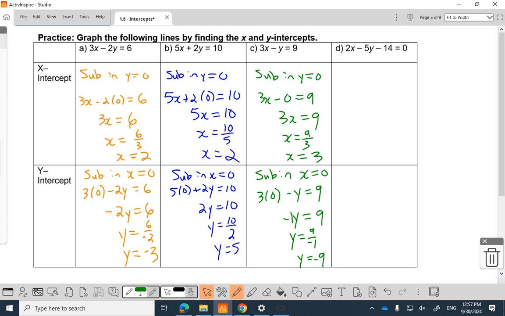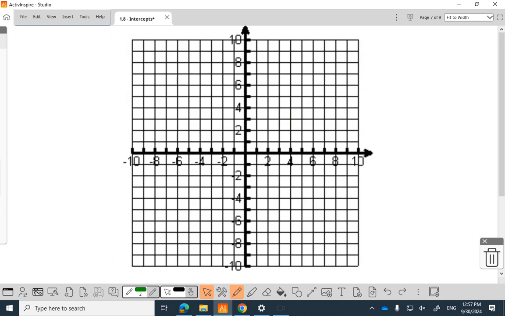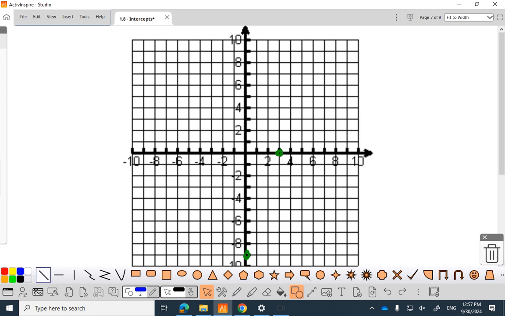X-intercept 3, where does that go? On the 3, on the x-axis. There we go. And what was the y-intercept? -9. Negative 9, so that's down here. Yep. Once you have those two things, then take out your ruler. Oh, not blue. Jeez. Green.